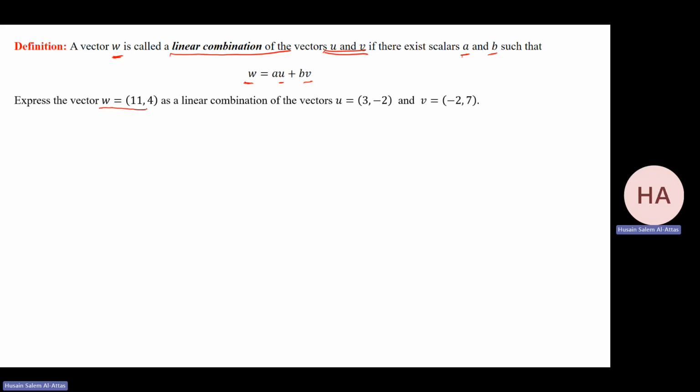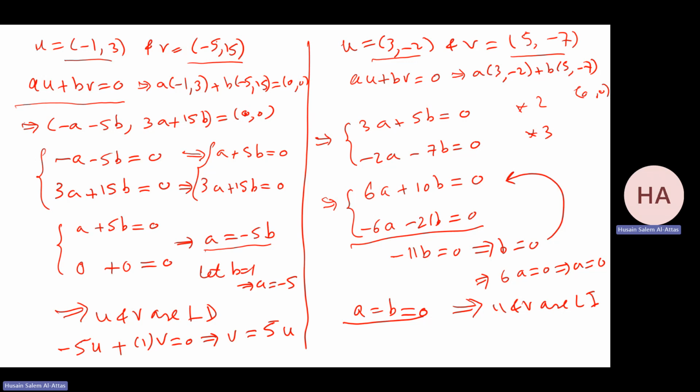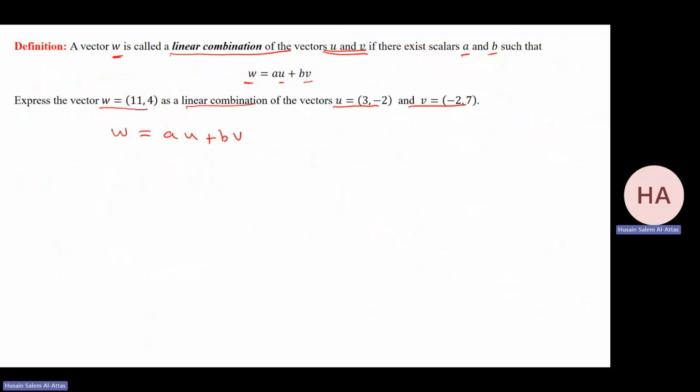I want to express W as a linear combination of these 2 vectors. That means I need to write W as AU plus BV. Before, I was writing it as AU plus BV equals 0. Now I want to write it as another vector, W. So we'll do the same thing actually. Now I'm looking for A and B. So I have 11 and 4 equal A times U plus B times V.